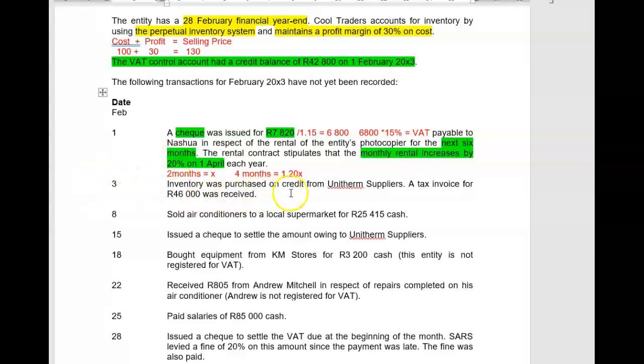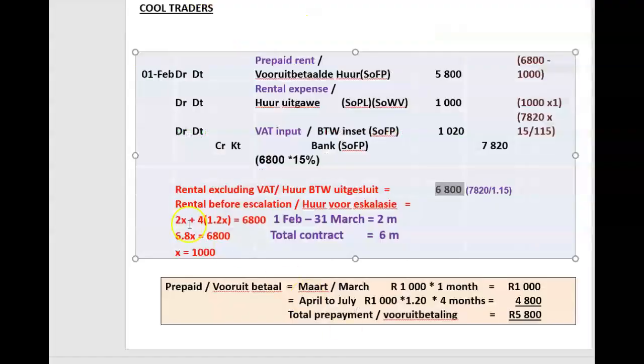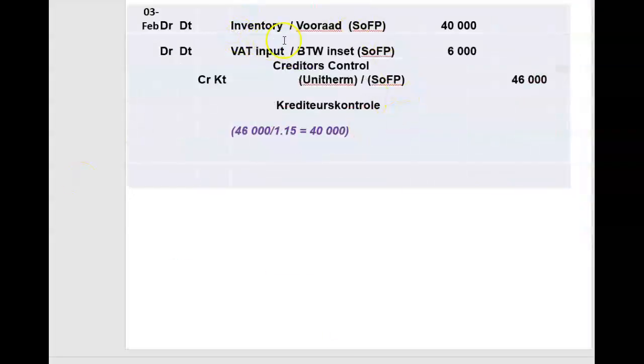On the 3rd, inventory was purchased on credit from Unitherm suppliers. A tax invoice for 46,000 rand was received. If I have a tax invoice, I can claim the VAT. It's a perpetual system, so I'm going to debit inventory, statement of financial position, 40,000. If you have said purchases, no marks for that whole line item. In a periodic inventory system, you will have purchases, but in a perpetual inventory system, you will have inventory.